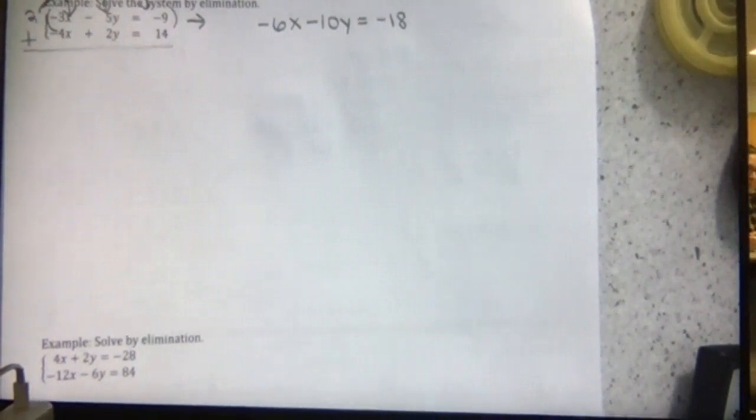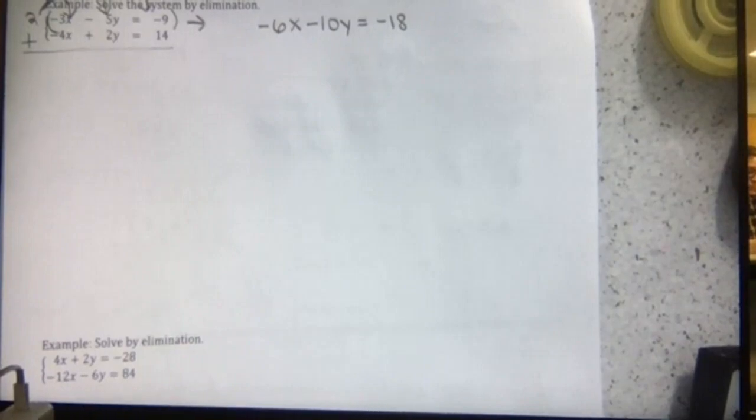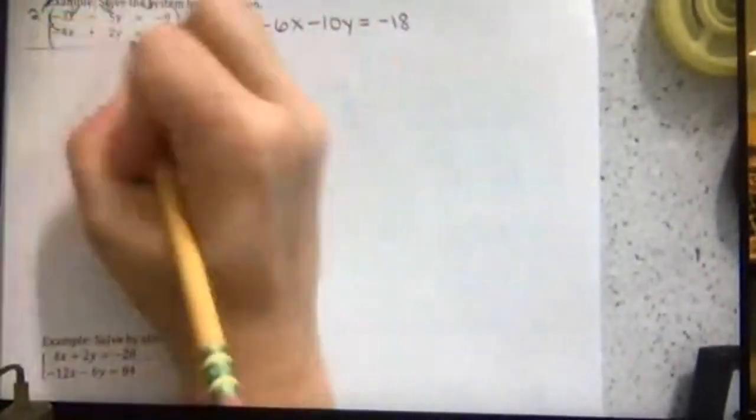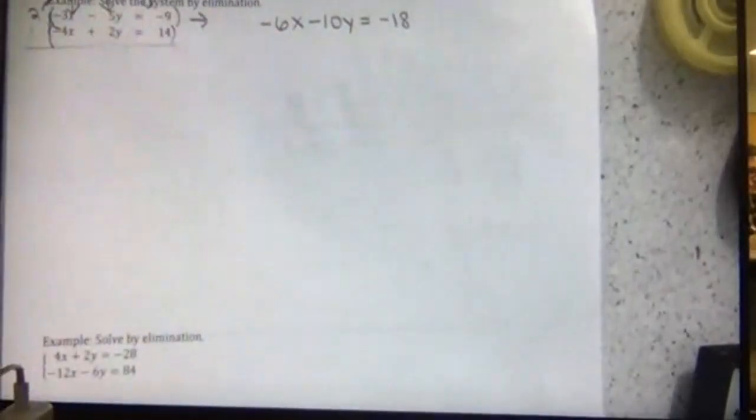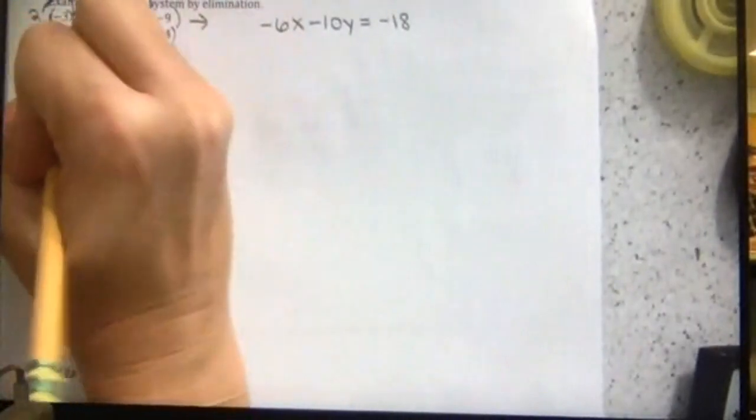I'm choosing, it's my choice, you could choose to eliminate x. I'm choosing to eliminate y. I chose y because one's already positive, one's negative. So I just need to make those numbers the same, kind of like LCD. Same thing on the bottom. I want the bottom to be +10y, so that means I need to multiply everything by +5.